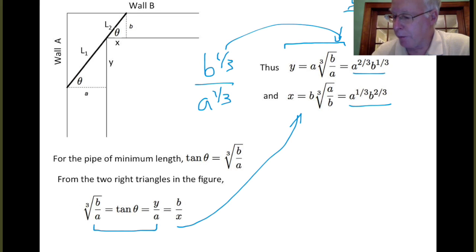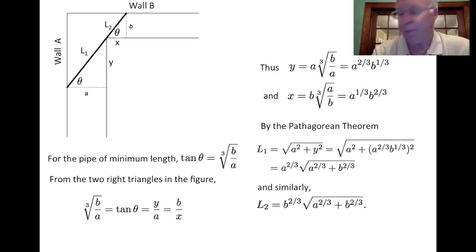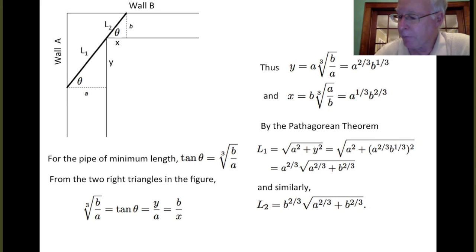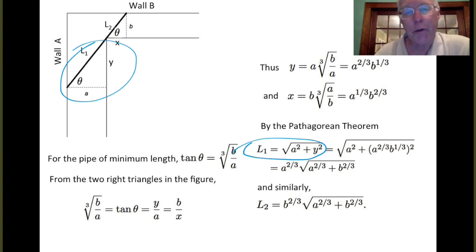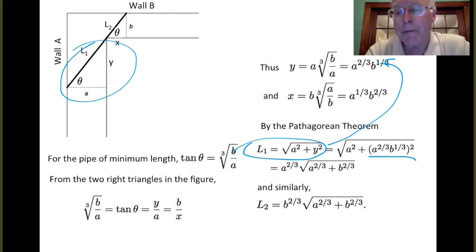So back here in this picture, we now know the side A of this lower triangle and the side Y. We know the side X of the upper triangle and the side B. And because we have right triangles, we can use the Pythagorean theorem. Let's start with L1 first. So L1, working with this triangle, is going to be the square root of a squared plus y squared. And we have the value for y up here. Y is a to the 2/3, b to the 1/3. So we replace y by that expression and square it.